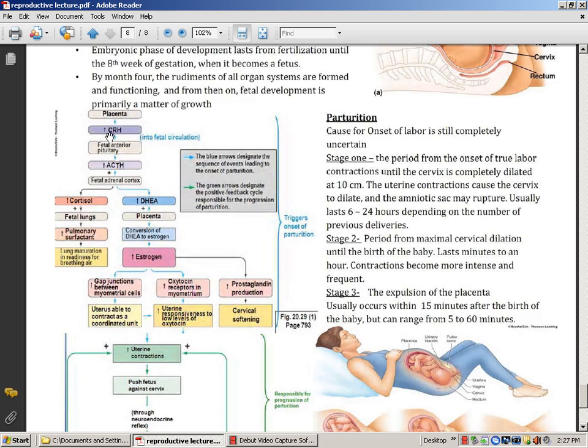So the placenta releases this. It's going down, and it's stimulating ACTH. ACTH releases cortisol, which is the what hormone? Stress hormone, and also DHEA, which is the masculinizing hormone, the androgen. This is happening in the baby. So the baby starts to release cortisol. Cortisol helps stimulate the lungs to start developing because it's about to take a breath pretty soon.